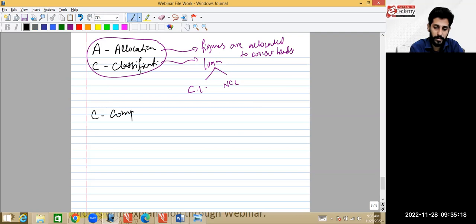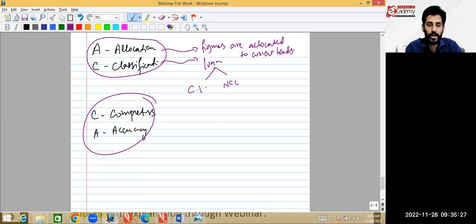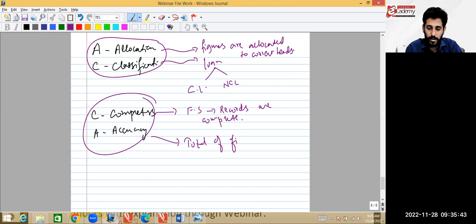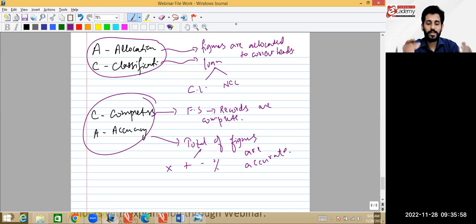C for completeness and A for accuracy. Now, I'm making pairs of these things. AC, allocation and classification. Completeness means that the financial statements and its records are complete. Accuracy means that the totals of figures, that is plus, multiply, minus, divide, are accurate. That means figures are actually accurate, right? So this is allocation and classification, C for completeness, A for accuracy.